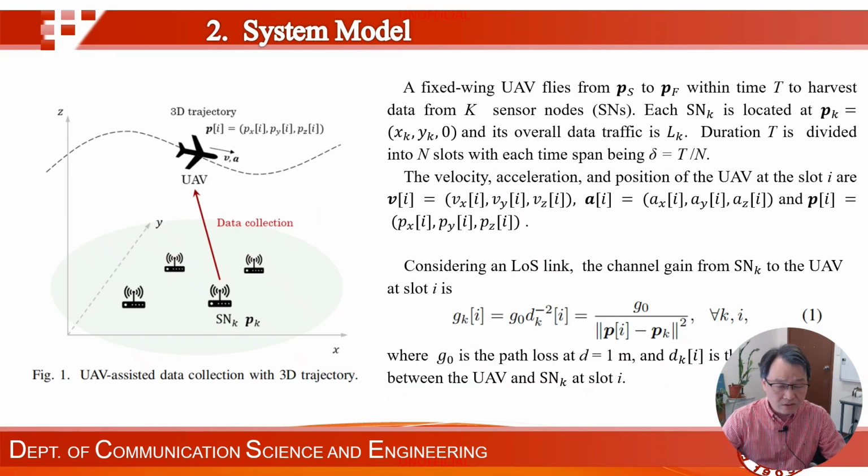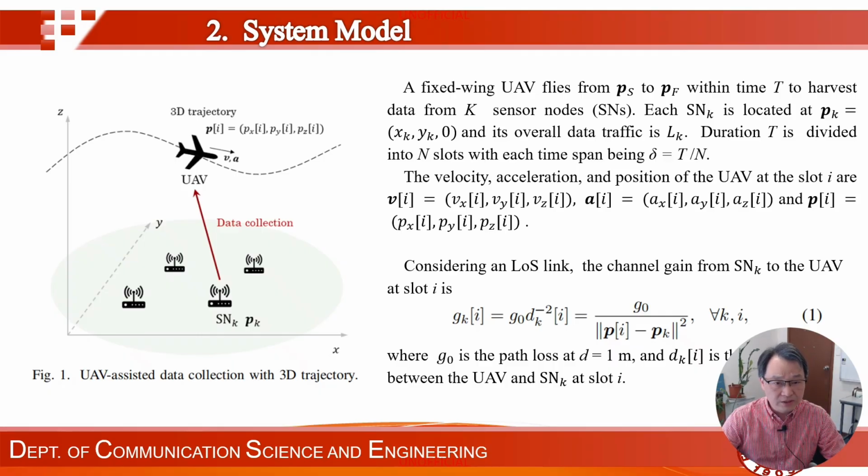Now, this is our system model. In our system model, we consider a fixed-wing UAV that flies from a starting point to a final point within a limited time duration denoted by capital T. During this flight, the UAV collects data from multiple sensor nodes on the ground. Each sensor has a fixed location and also a certain amount of data to be transmitted. The amount of data to be transmitted is specified.